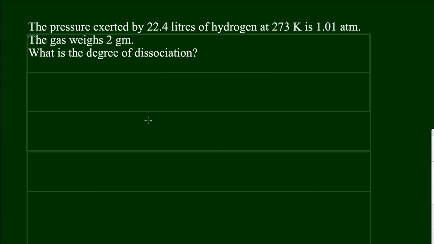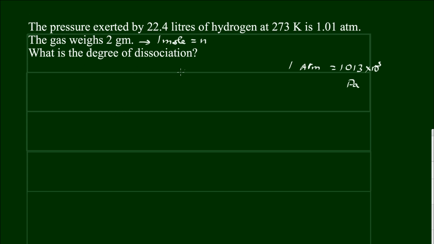In this problem, we have a container which has a volume of 22.4 liters and it has hydrogen at 273 Kelvin and the pressure is given as 1.01 atmospheres. Now, 1 atmosphere is about 1.013 × 10^5 pascals. And the gas weighs 2 grams. Now 2 grams of hydrogen is 1 mole of hydrogen. So keep that in mind. So 2 grams is 1 mole. That is the number of moles n.